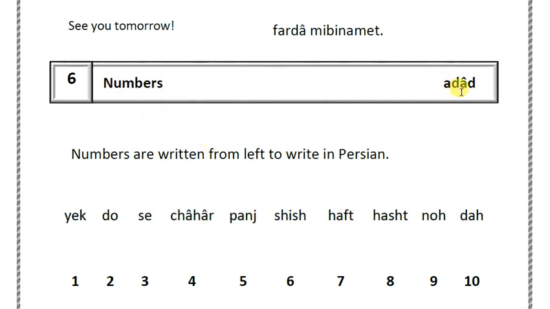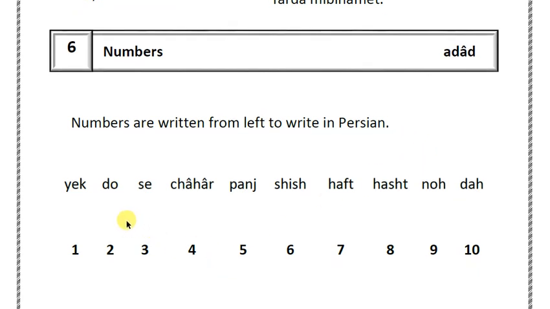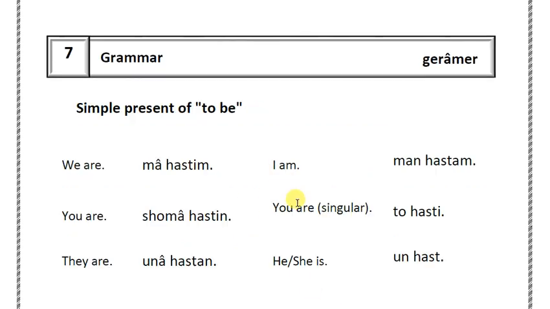Numbers or adad. Adad, numbers. Numbers are written from left to right in Persian. It's just the same way in English, but we write from right to left in Farsi. So let's take a look at numbers. یک, دو, 2, 3, 4, 5, 6, 7, 8, 9, 10. Okay, let's go to next part.